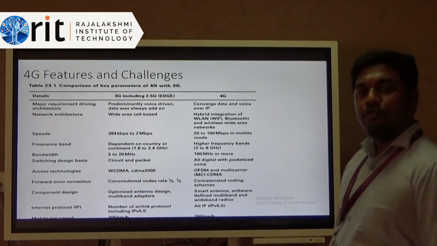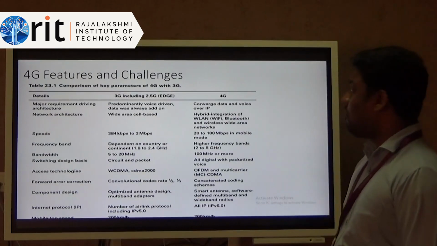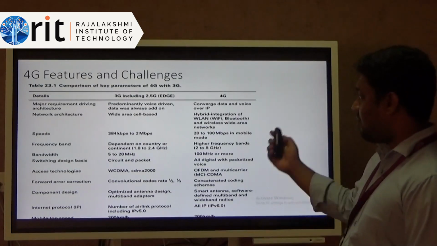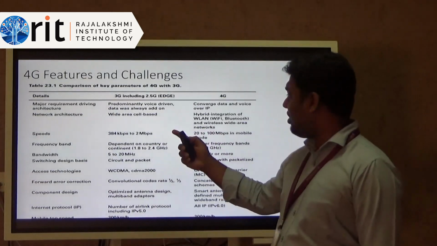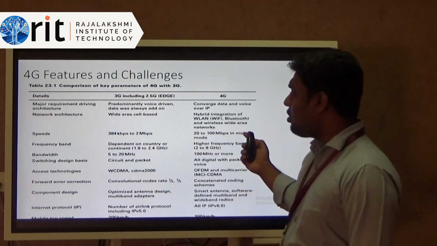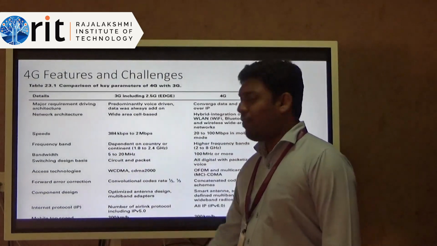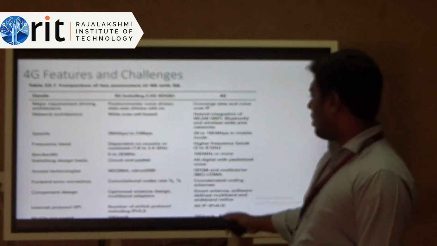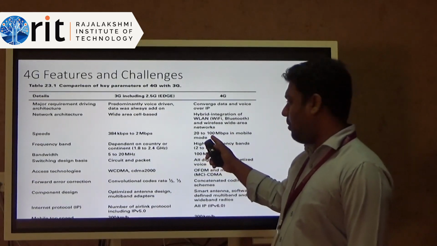Now we are talking about 4G features as well as challenges, right? If you are talking about different challenges as well as features, first we are talking about the features and comparing the 3G network along with the 4G. If you are talking about speed, 3G can provide a speed up to 2 Mbps, but in the same scenario your 4G can provide a speed up to 20 to 100 Mbps.